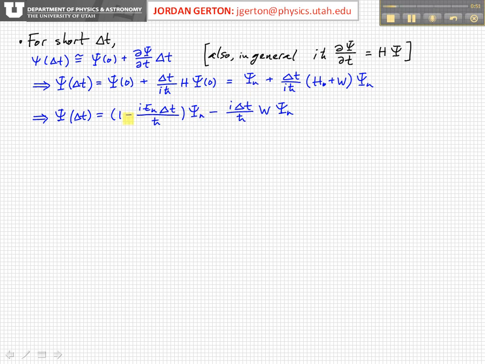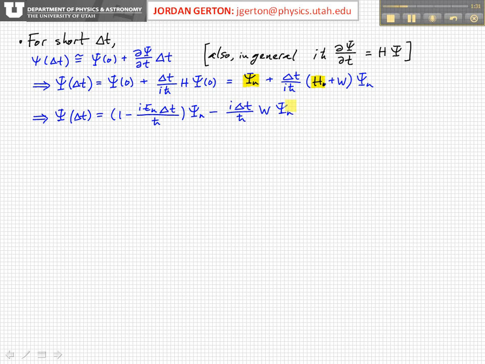We have 1 minus, remember 1 over i is equal to minus i, times H sub 0 acting on psi n is E n psi n, times delta t over h bar. So that accounts for this and this. And now we are left with minus i delta t over h bar times the perturbation part of the Hamiltonian, which is again an operator acting on the eigenfunction psi sub n.